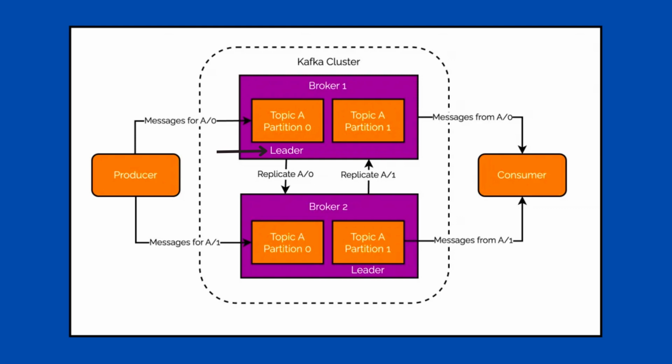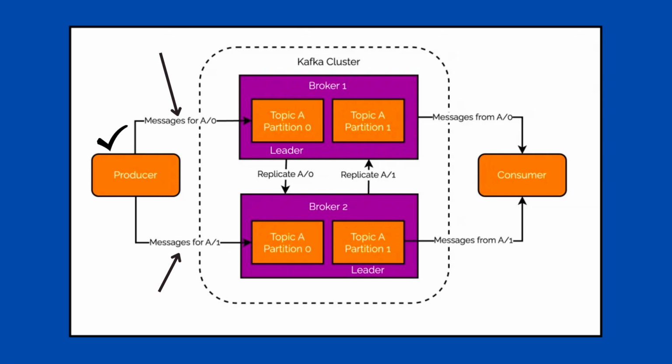So what is the difference between leaders and followers? There is no difference on the consumer side, because consumers can consume messages from the leader broker or even the followers. However, producers can only publish messages to the leader broker. Even if you see the diagram, our producer publishes messages for partition 0 to broker 1 and for partition 1 to broker 2.